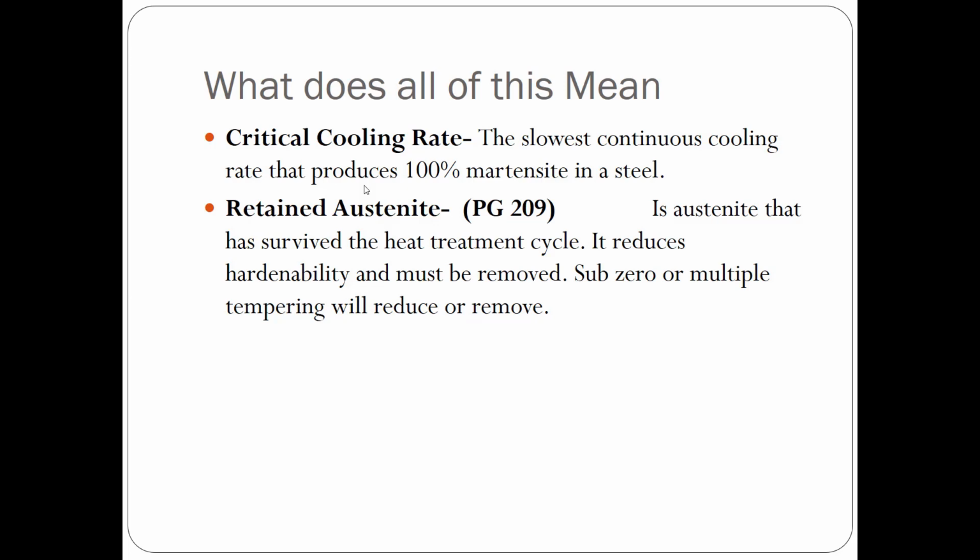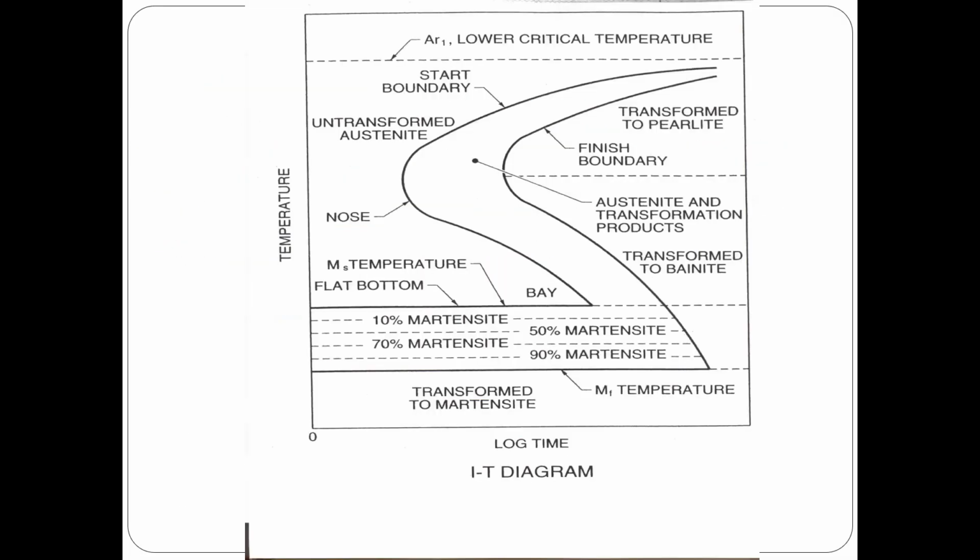If we go back to our isothermal transformation diagram, our critical cooling rate is the slowest rate, which is degrees per second. So we're going to start up here at an elevated temperature, right? And we're going to cool at some rate. We're going to miss the nose of that curve, and we're going to end up down here in martensite. That's our critical cooling rate for this diagram right here.